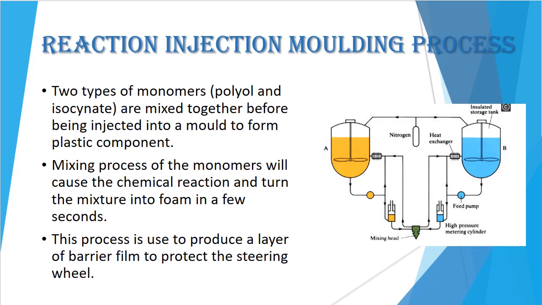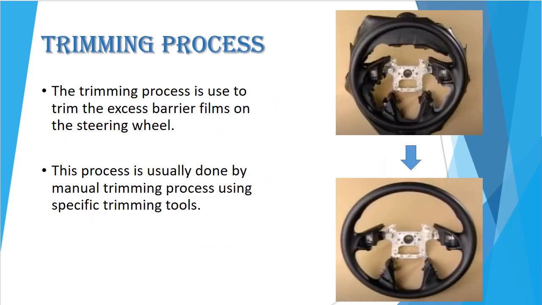The next process is reaction injection molding process. This process is used to produce a layer of paraffin to protect a steering wheel. In this process, two types of monomer are mixed together before being injected into a mold to form plastic components. The mixing process of the monomer will cause a chemical reaction and turn the mixture into foam in a few seconds. The injection molding process leaves the excess paraffin on the steering wheel, so the next step is to trim it off. This process is usually done by manual trimming using specific trimming tools.